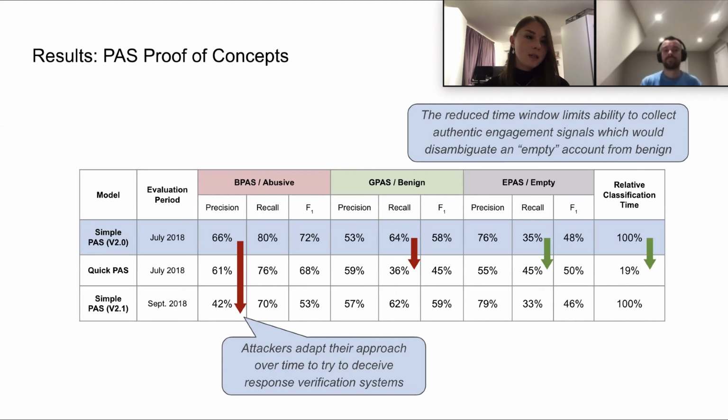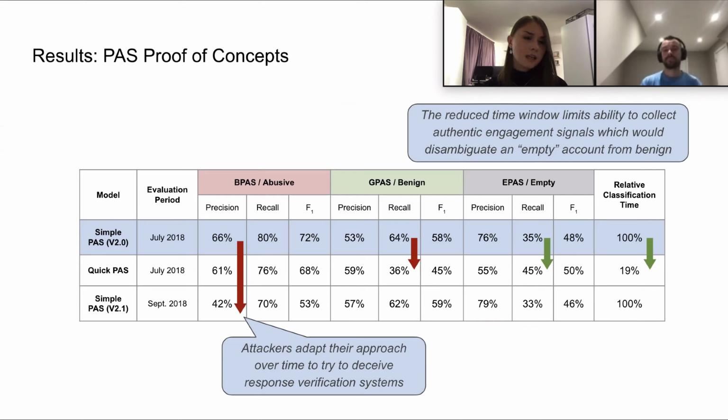To explore the stability of the system, we re-evaluated a simple decision tree 3 months after it was first tested. In the table, we're comparing the top and bottom rows, Simple Pass v2.0 to Simple Pass v2.1. The main change was that the abusive precision dropped from 66% to 42%. The drop is caused by a mix shift in the underlying population.